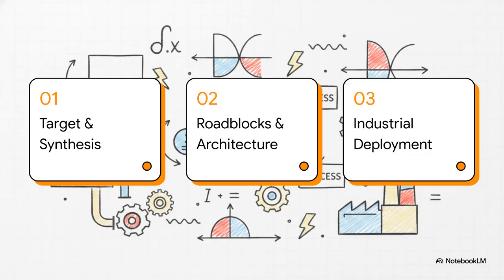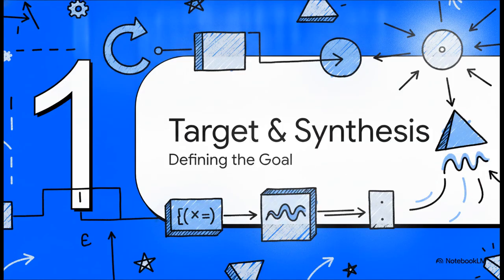Our pipeline for today is structured into three rigorous sections. First up, target and synthesis. Second, roadblocks and architecture. And third, industrial deployment. Okay, section 1, target and synthesis. This is where we define our end goal and extract the foundational mathematical controller.